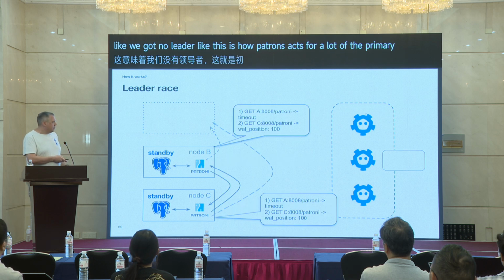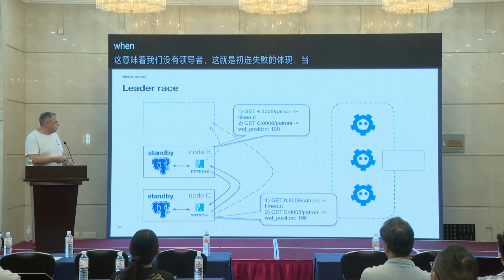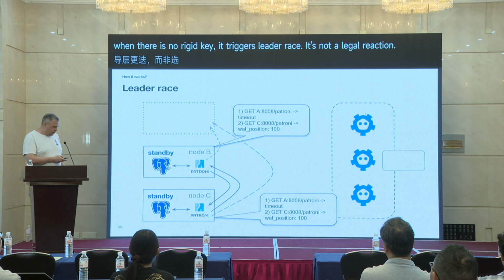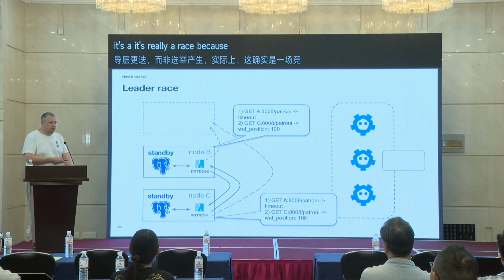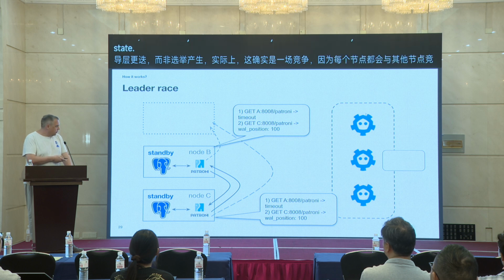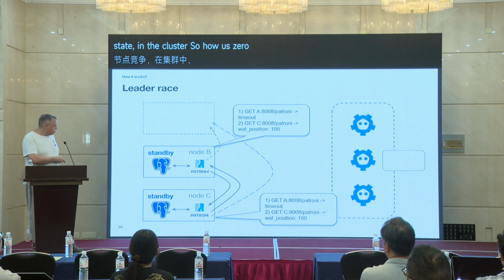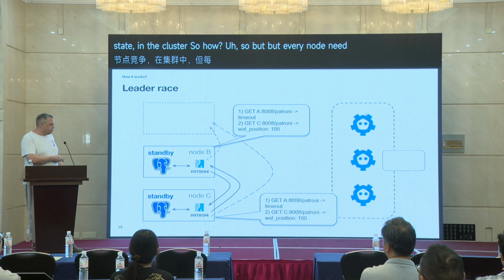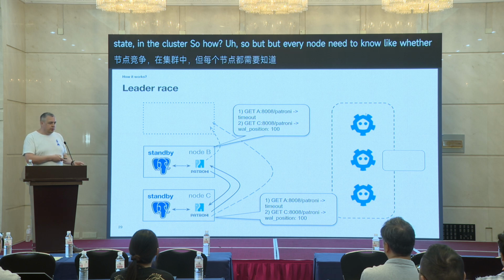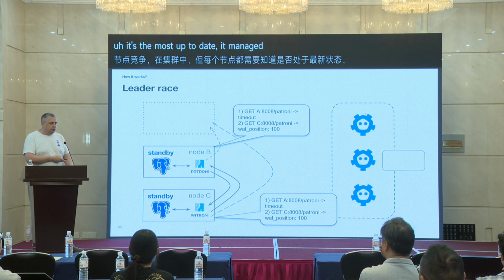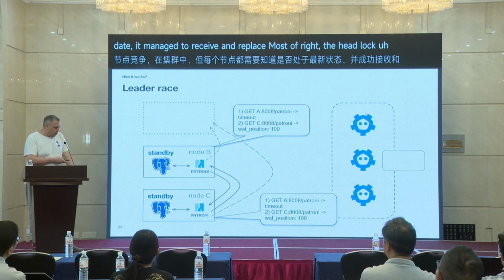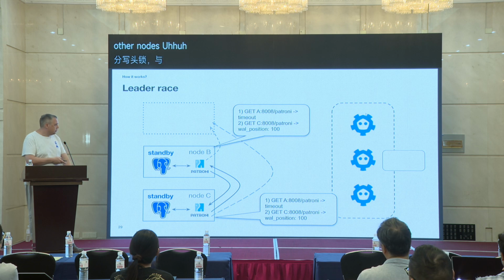And when there is no leader key, it triggers a leader race. It's not a leader election, in fact. It's really a race, because every node races with every other node in the cluster. But every node needs to know whether it's the most up to date, whether it managed to receive and replay the most write ahead log compared to other nodes. How does Patroni do it?